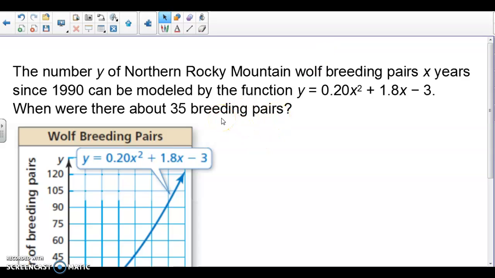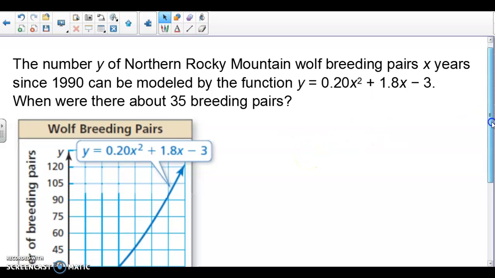Today we're going to continue our work with the quadratic formula. The first one is a word problem that we're going to do here. It says the number y of northern Rocky Mountain wolf breeding pairs x years since 1990 can be modeled by the function given here. When were there 35 breeding pairs?